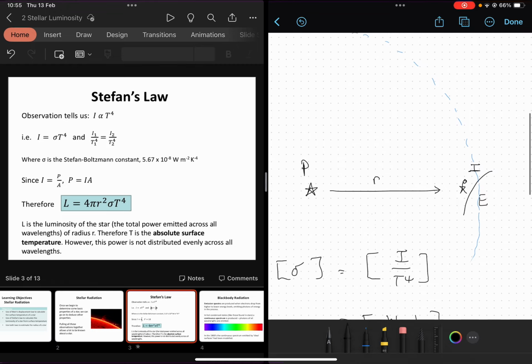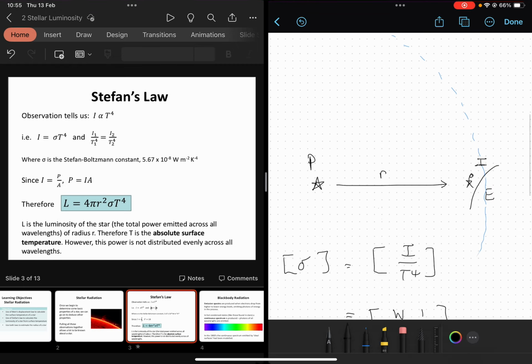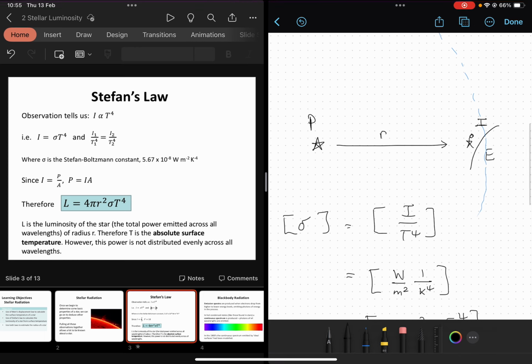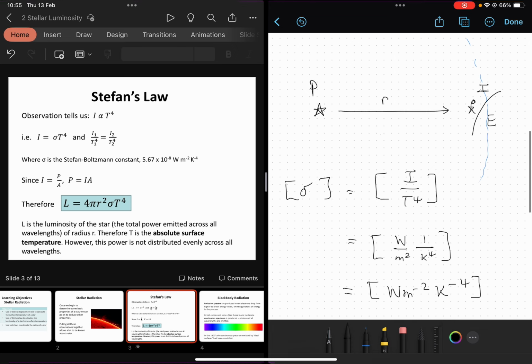In terms of units, the units of sigma come from the units of intensity divided by T to the 4. Intensity, if you recall, is watts per meter squared. And you'll notice with temperature that we're going to use the absolute temperature scale and measure that in Kelvin. So T to the 4 has units Kelvin to the 4. And so the units of the Stefan-Boltzmann constant are watts per meter squared Kelvin to the minus 4.